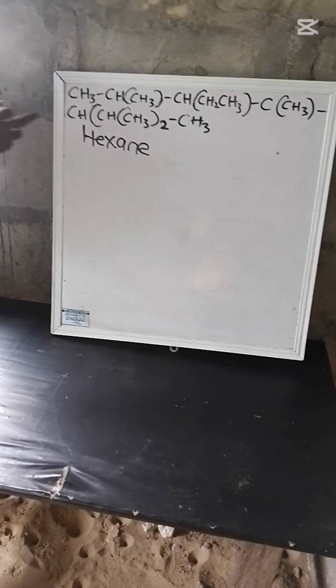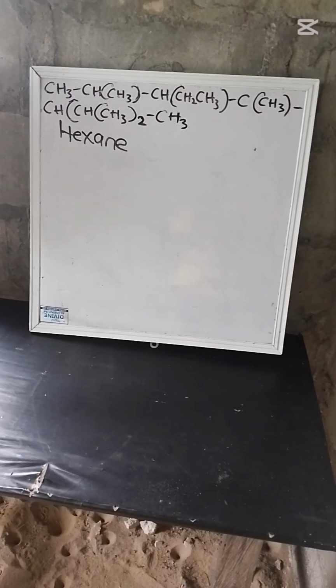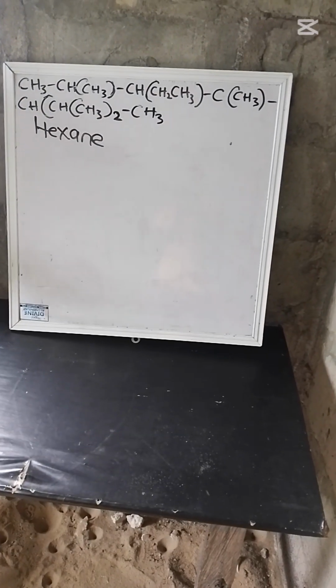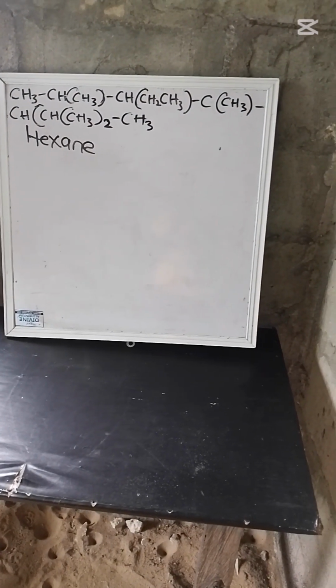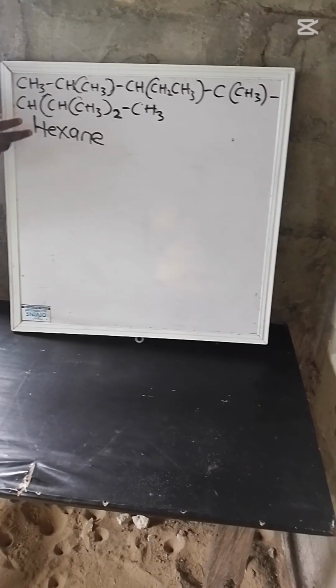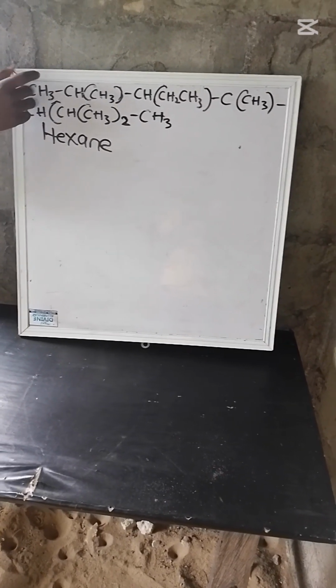Now for my left hand side, I have 1, 2. We have 2 on my left hand side. On my right hand side, I have 1, 2. The same thing. So the lowest to the substituent are from both sides, but we are going to use the left hand side because they are the same. If they are the same, you count from the left hand side.